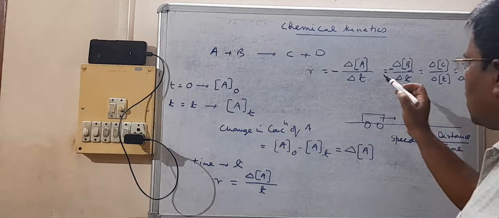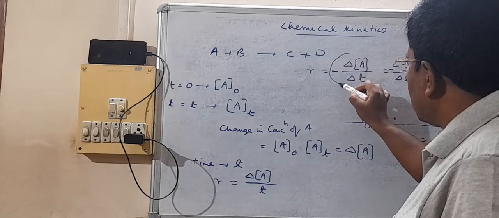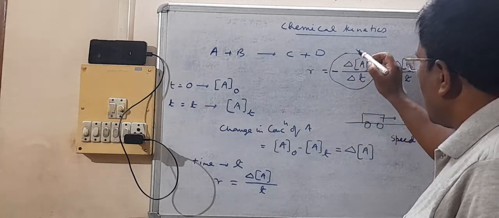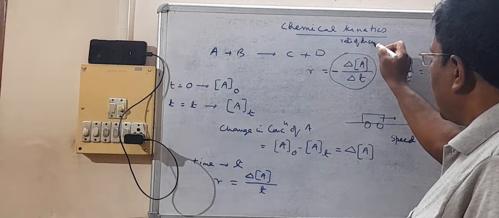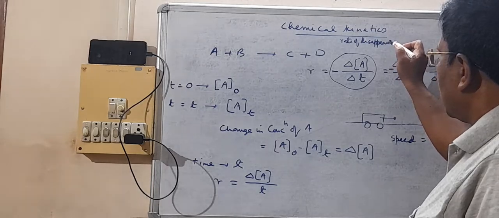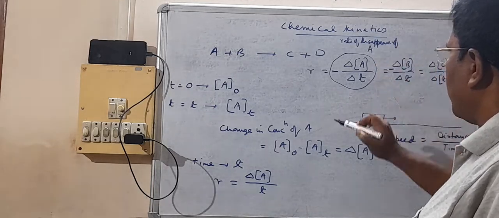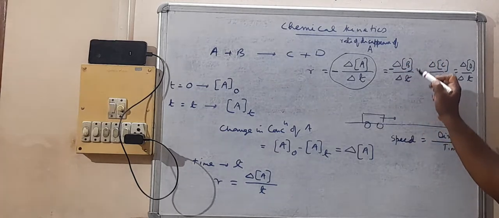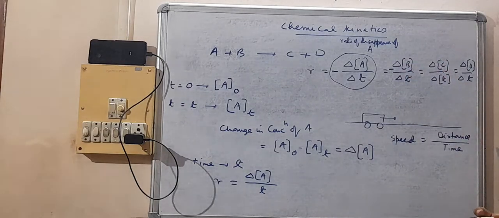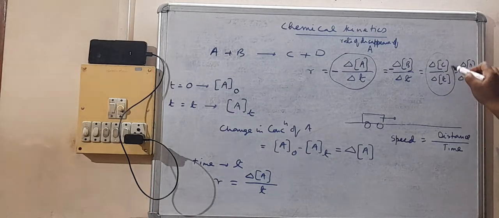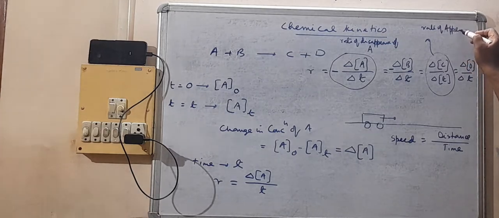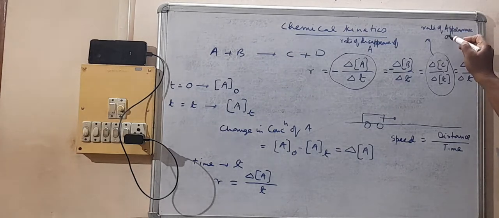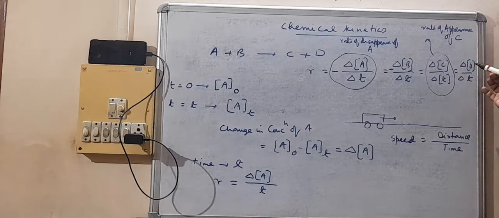Okay, now this term is also called your rate of disappearance of A. Similarly, this term will be called the rate of disappearance of B. This term will be called the rate of appearance of C, and similarly this one is known as the rate of disappearance of D.